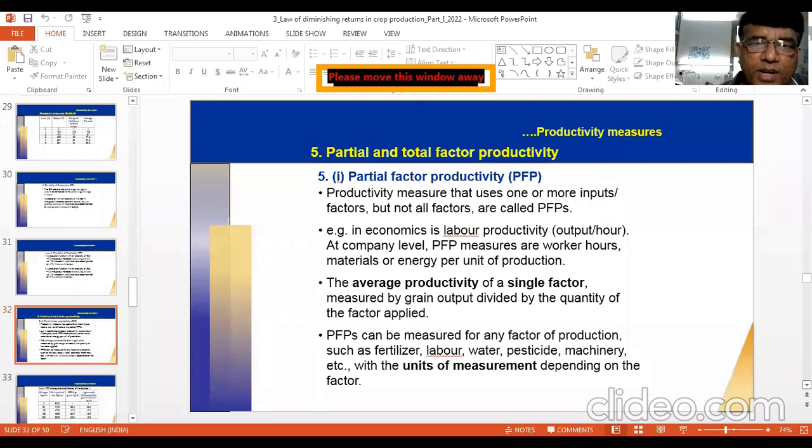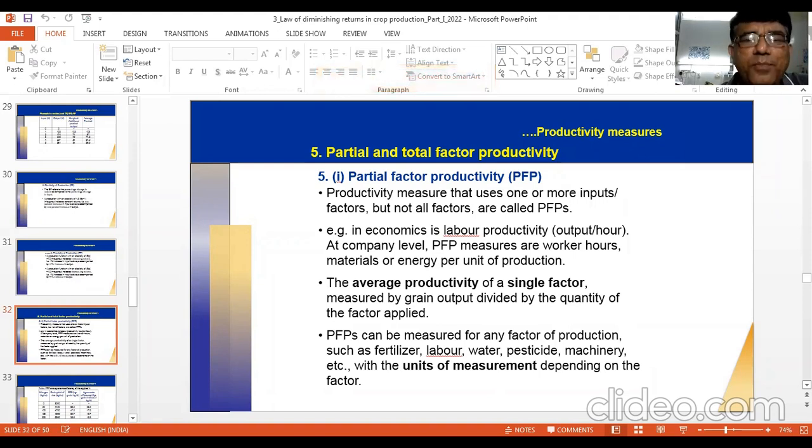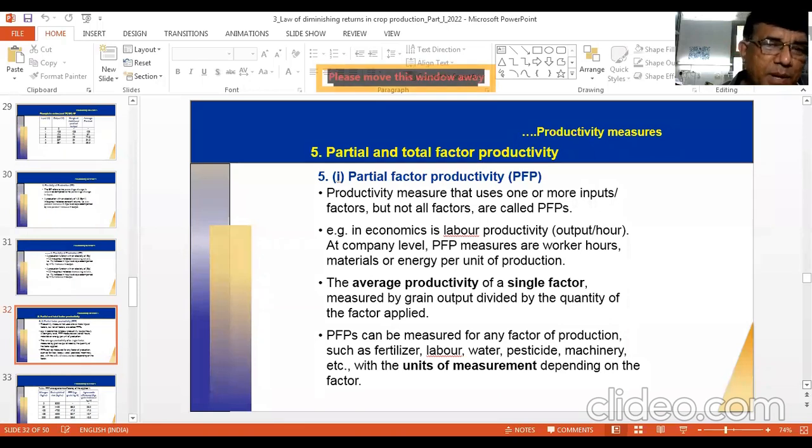Now, partial factor productivity. A productivity measure that uses one or more input factors, but not all factors, is called partial factor productivity. You have several factors like irrigation, fertilizer, manures, pesticides, seed. So you can calculate the productivity of an individual factor. Then it is partial factor productivity. If you calculate the productivity of all the factors together, then that is total factor productivity.